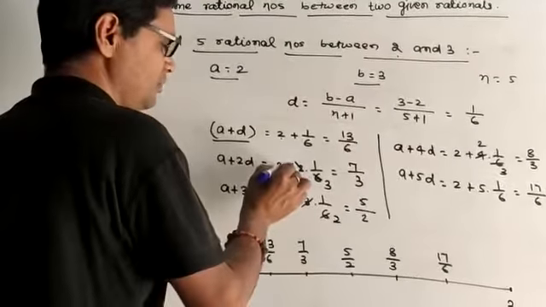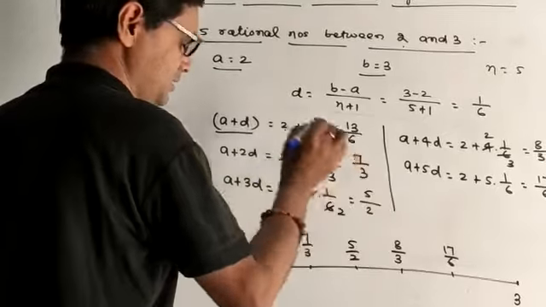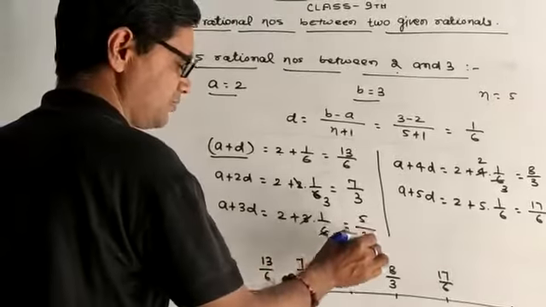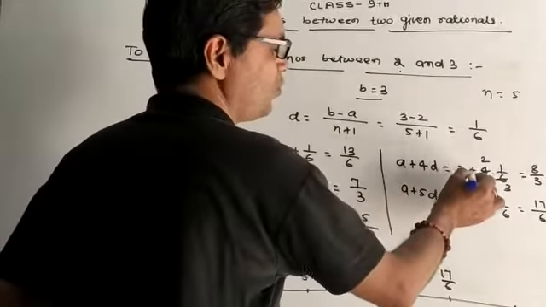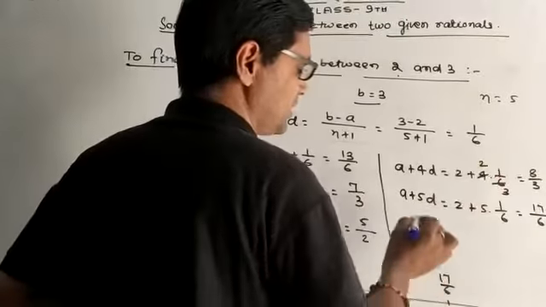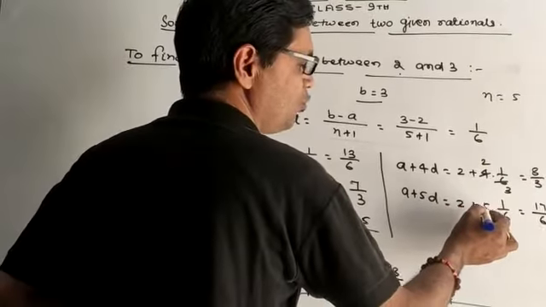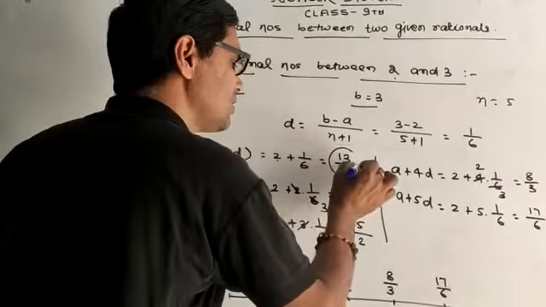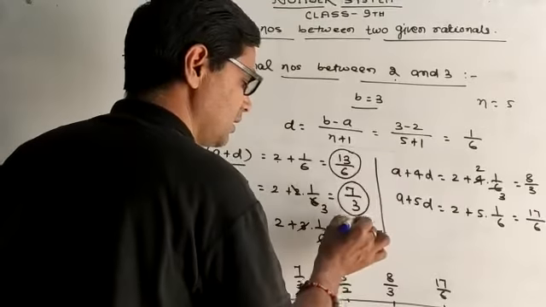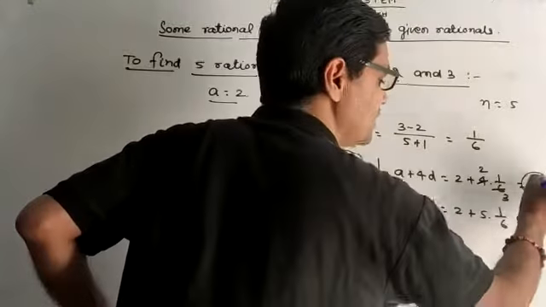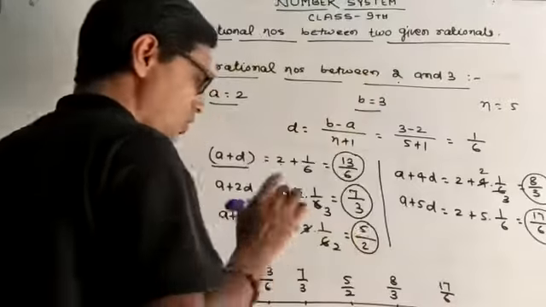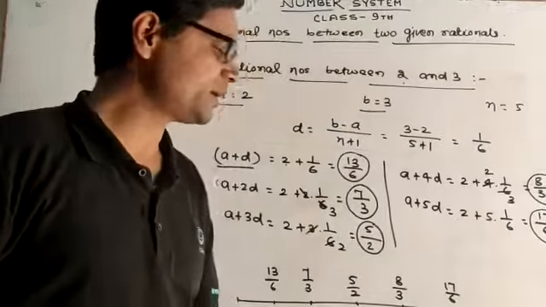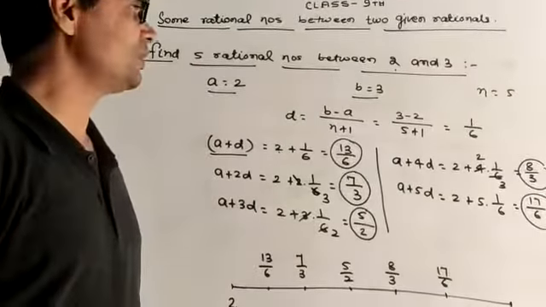a plus 2d, that means 2 plus 2 into 1 by 6, that is 7 by 3. a plus 3d, 2 plus 3 into 1 by 6, that is 5 by 2. a plus 4d, 2 plus 4 into 1 by 6, that is 8 by 3. a plus 5d, that means 2 plus 5 into 1 by 6, that is 17 by 6. Hence, these numbers 13 by 6, 7 by 3, 5 by 2, 8 by 3, 17 by 6, all these 5 numbers lie between 2 and 3, and hence we get 5 rational numbers between 2 and 3.